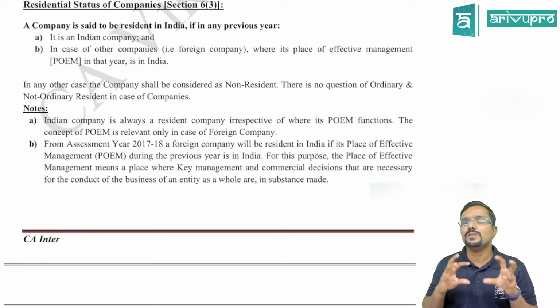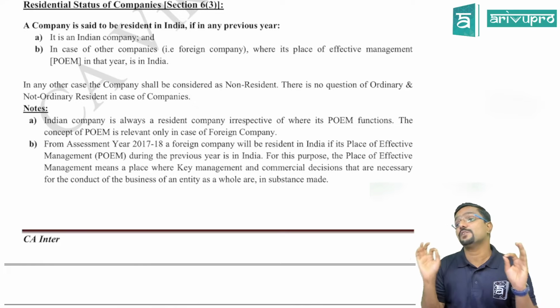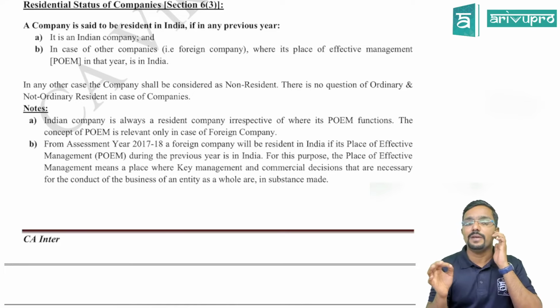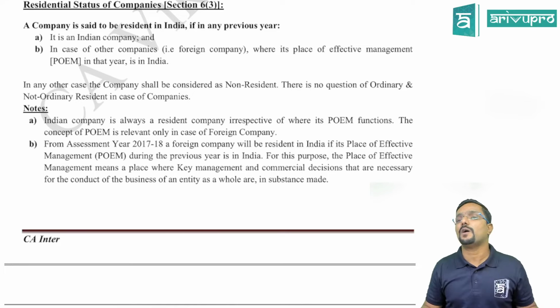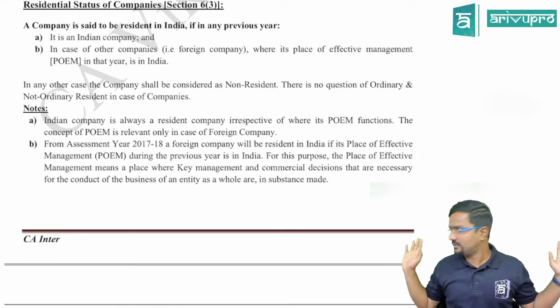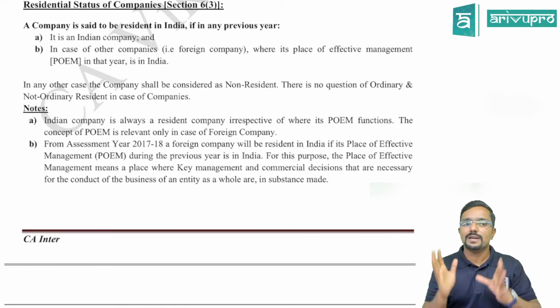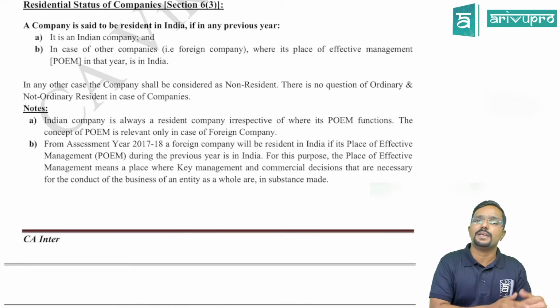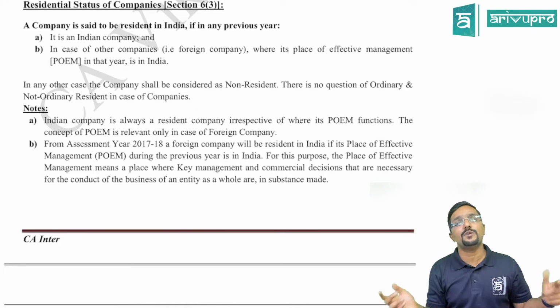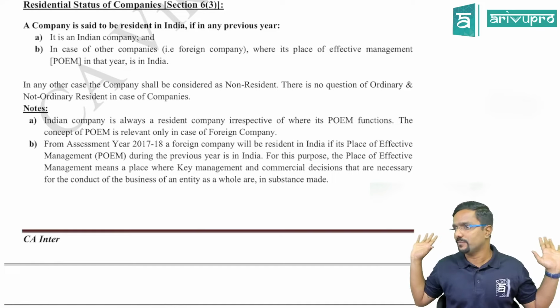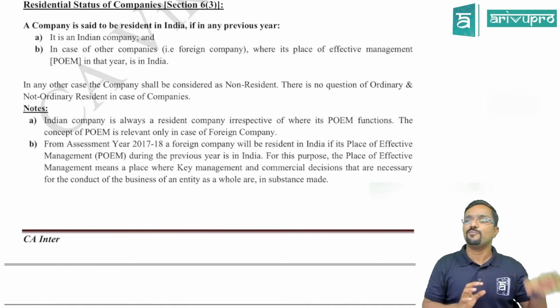See guys, all these things, they may twist and turn and ask as an MCQ question. Please be careful. Now tell me, can an Indian company become non-resident in any year? No chance. An Indian company will always be resident in India. Whereas coming to other than Indian company, can they become resident or non-resident both? Yes, both the options are open for them. When will they be resident in India? If POEM is in India.